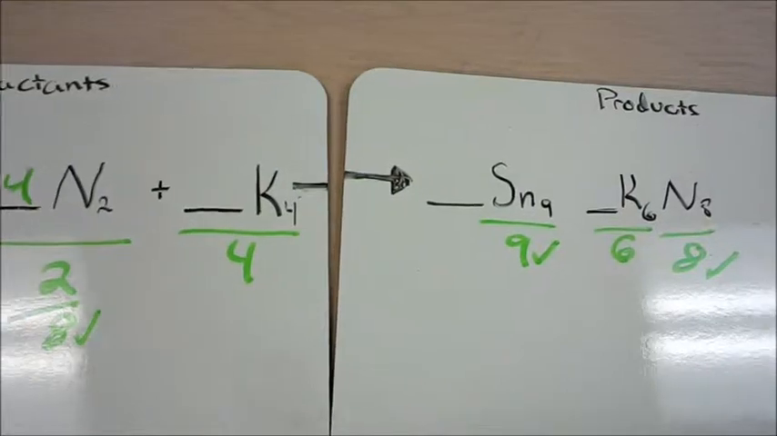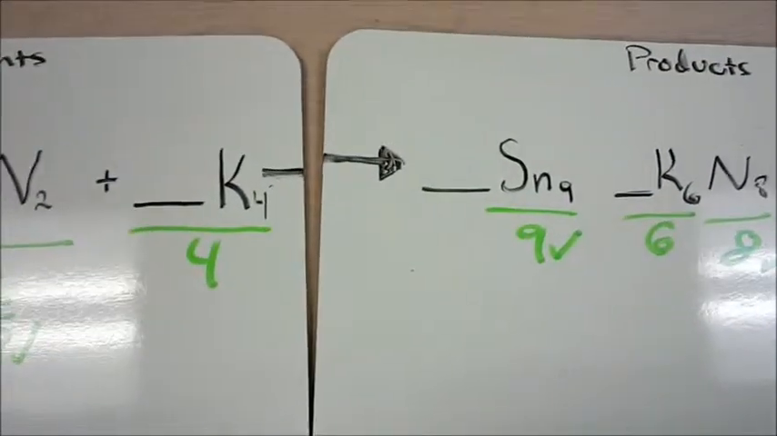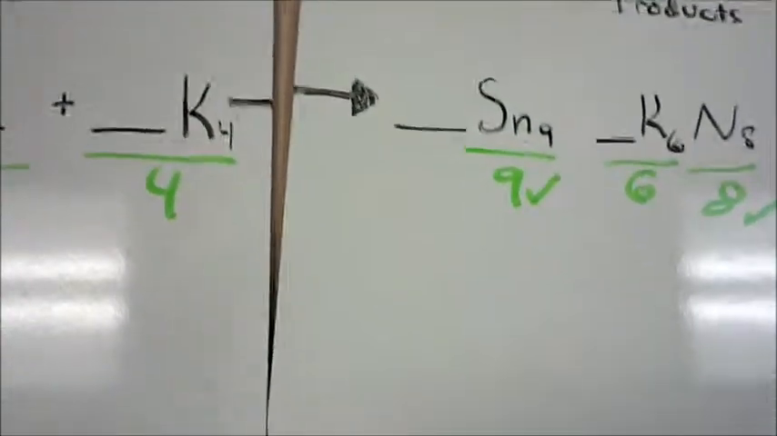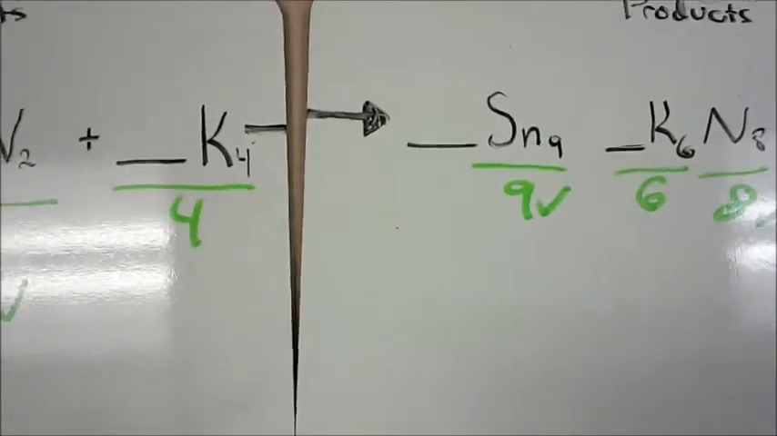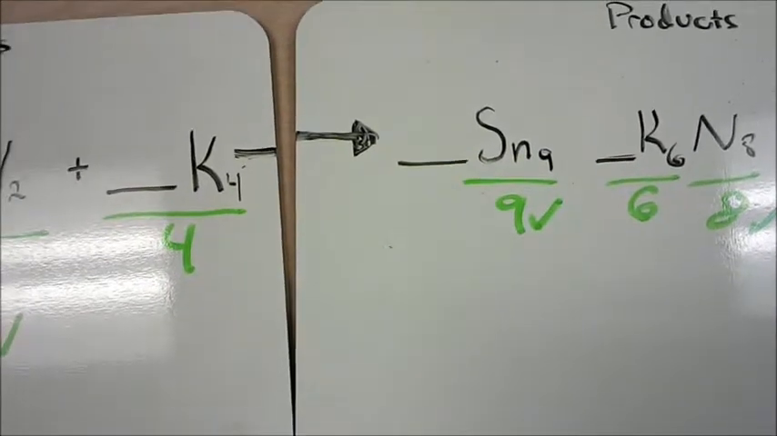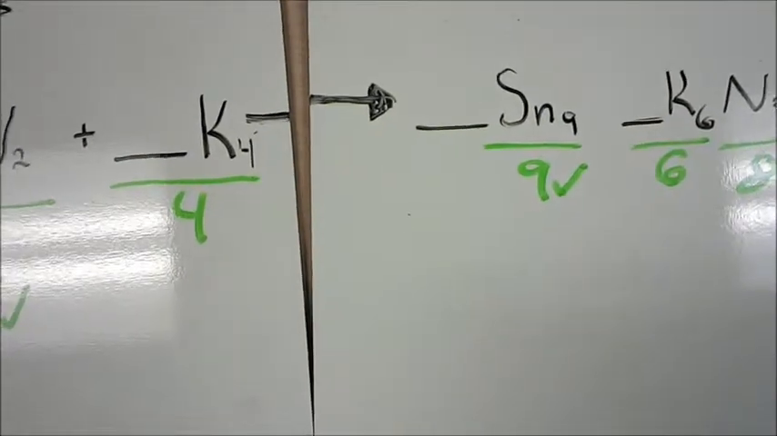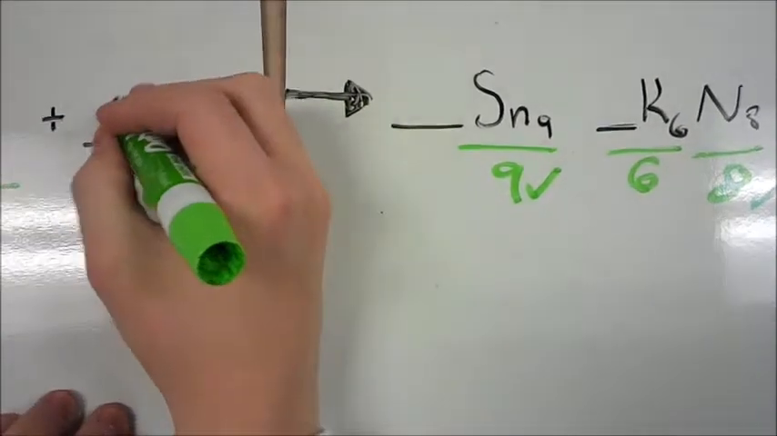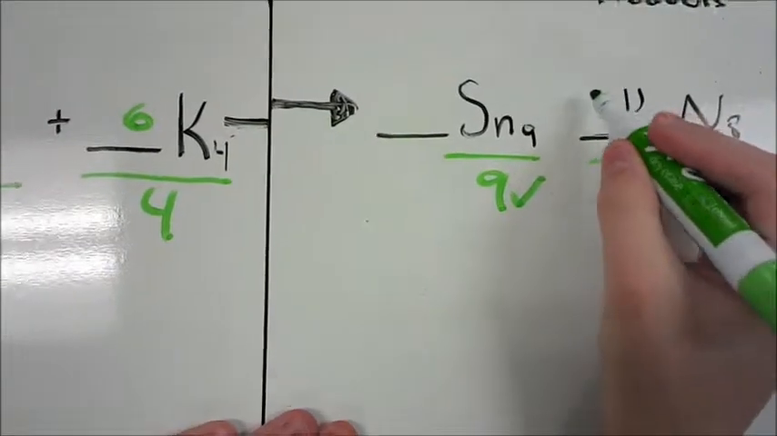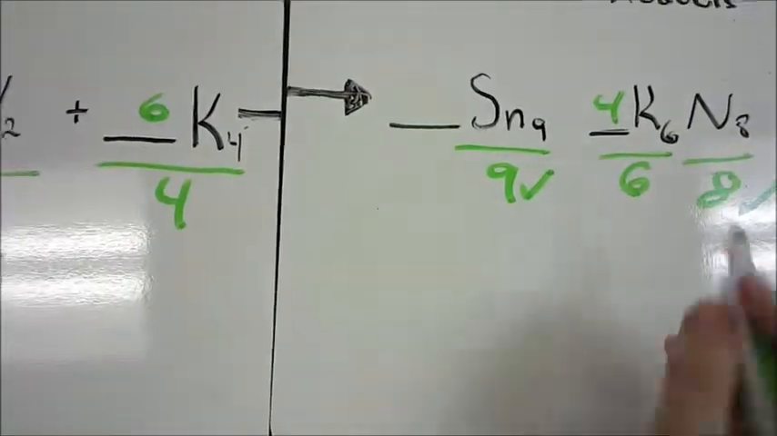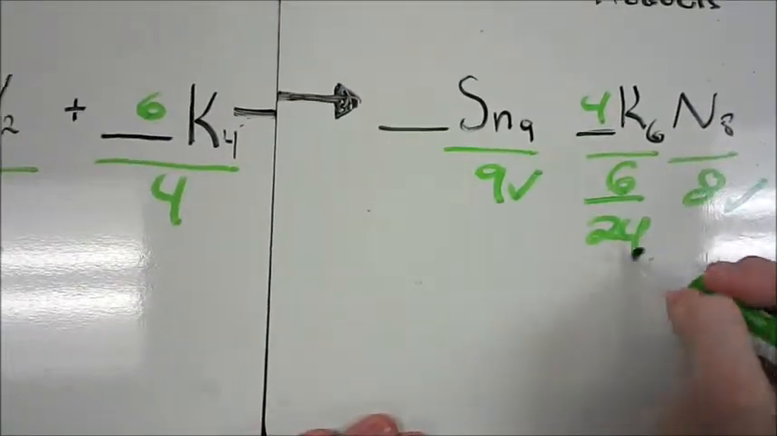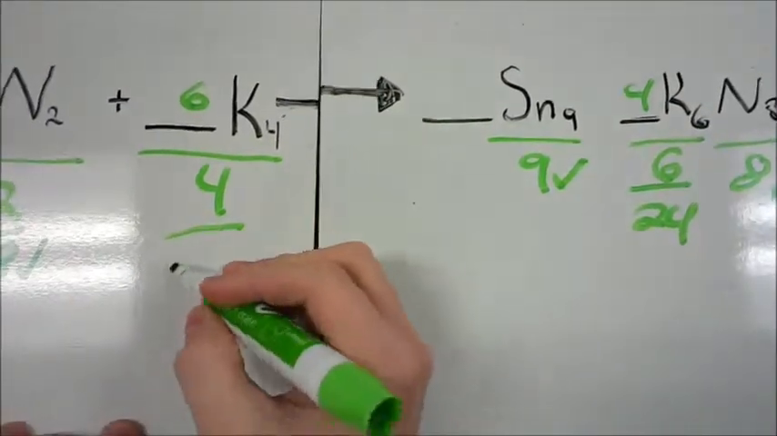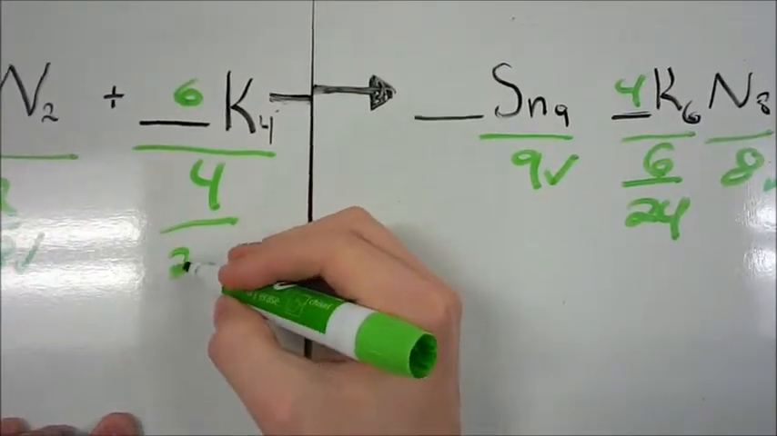So now comes the tricky part. You have 6K and 4K, which don't look like they have a multiple or number in common. So what's going to happen is you're going to have to multiply 4 by 6 and 6 by 4. So now this is going to make it 24. This is going to make it 24.